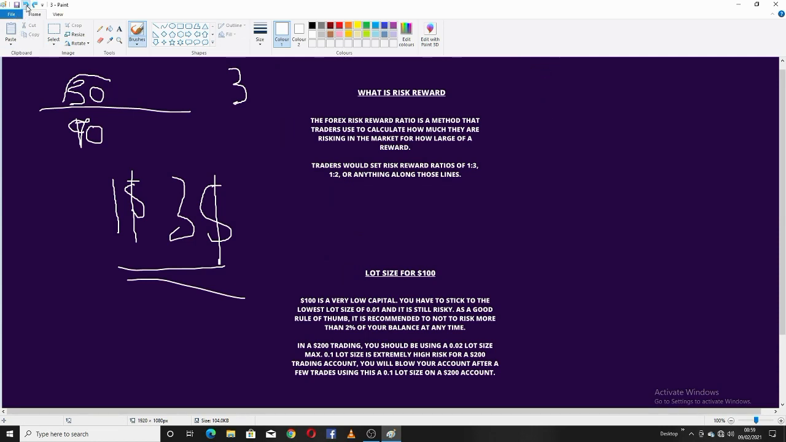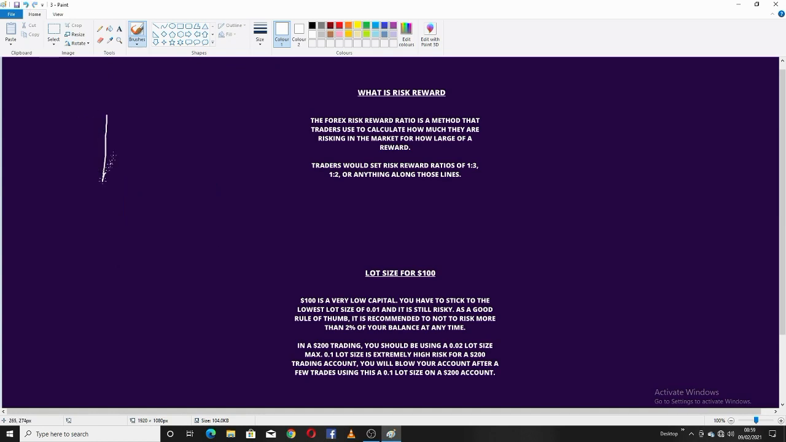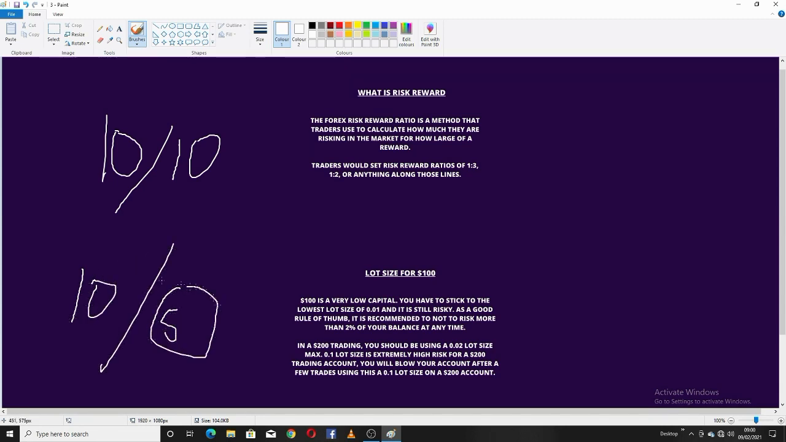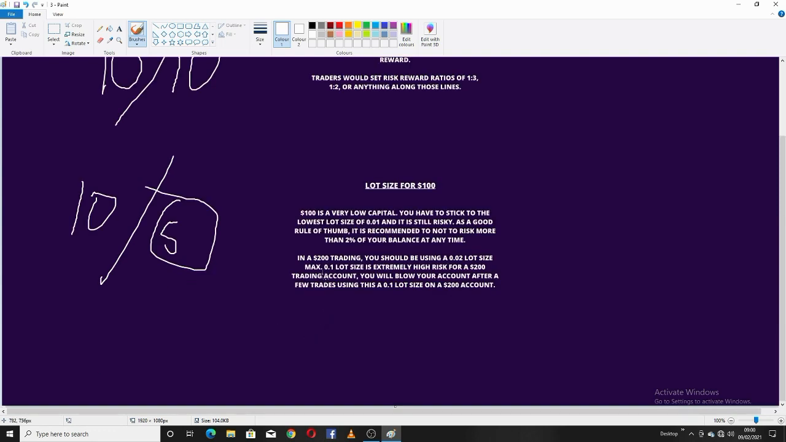I meant other than not having a risk reward, because for gambling you are risking 10 to make 10. But if you don't have risk reward, you are risking 10 to make 5. This is wrong. This is not the way, or this is not a good risk reward ratio.